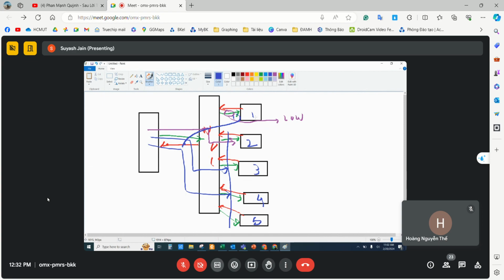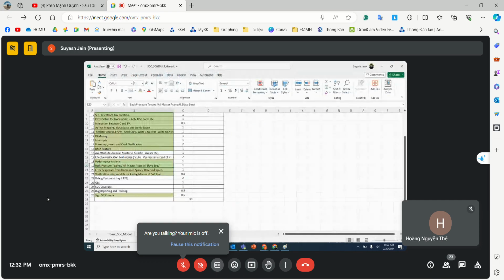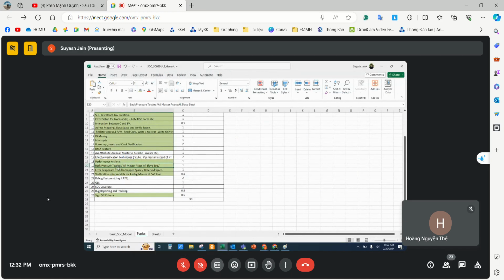By this kind of approach we do some back pressure testing. We just force the ready. We can take the ready of any of the slaves and check that if the ready of that slave is pulled down, it should not affect the master side. Got it? Yeah, got it, sir. So this is the very basic of how we do back pressure testing. This back pressure testing is done for all masters, and we should try accessing all the slaves.